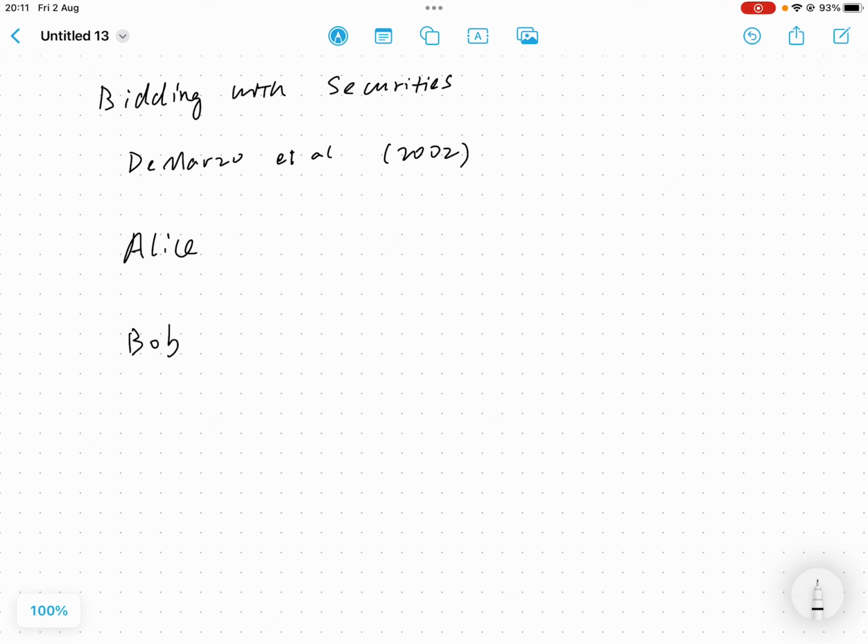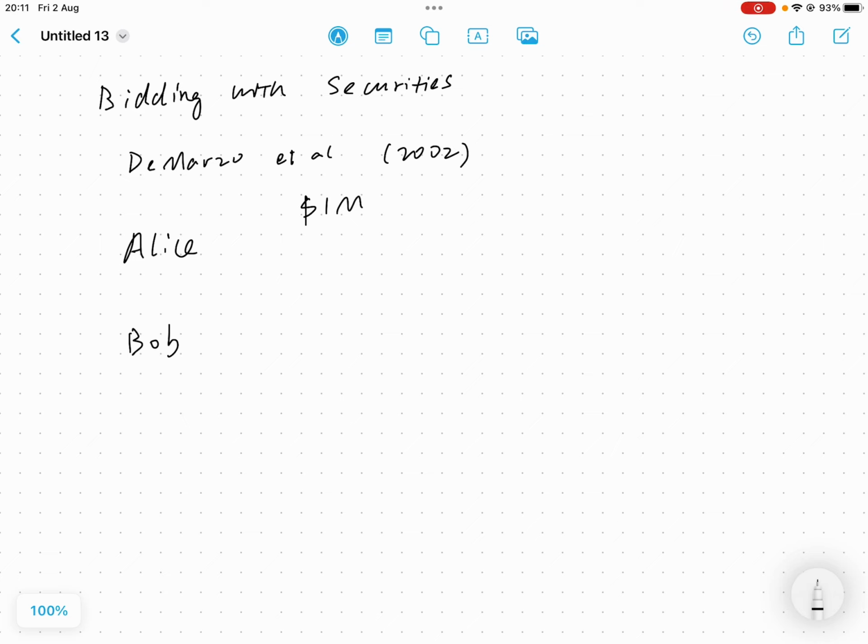The project needs an initial fixed investment. In this example, it will be $1 million. This doesn't matter too much, it's just a fixed number. So Alice thinks that if she can take the project, then on average, this project can give Alice a future cash flow of $4 million.